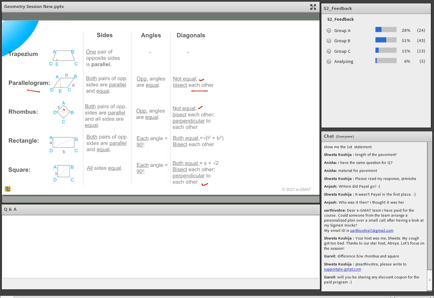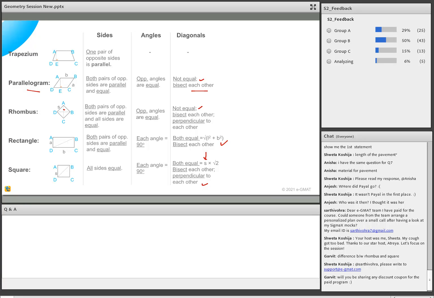Also, the lengths of the diagonals for a rectangle can be found through the Pythagoras theorem, where L is the length, B is the breadth of that rectangle, and we use the Pythagoras theorem to calculate the length of any diagonal. The same also works for a square, but since in a square the length and the breadth are equal, the length of the diagonal is given as s times root 2, right?